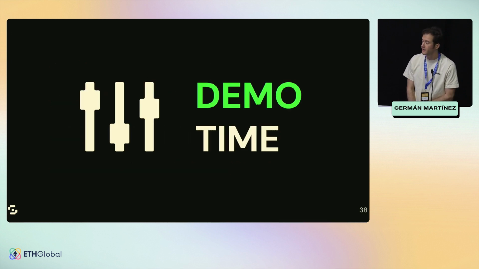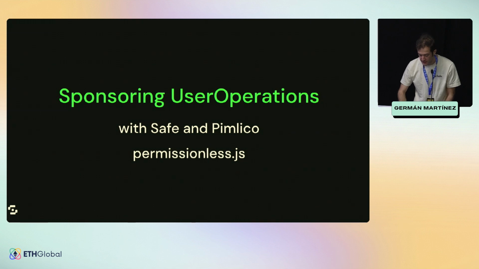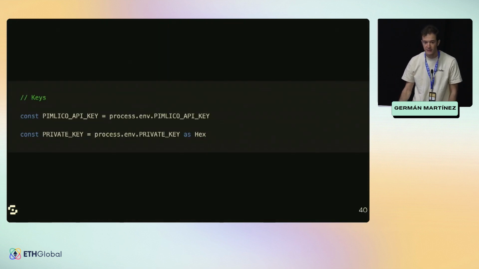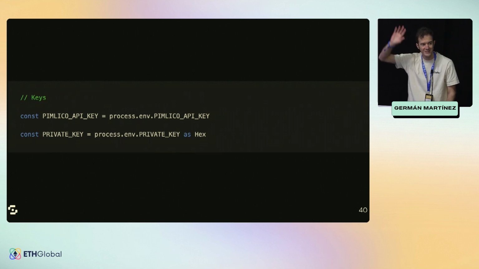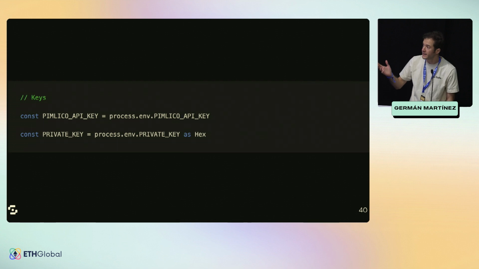So now let's do a quick demo sponsoring a user operation with Safe and Pimlico using the permissionless JS library. So there are some steps we need to do. If you are familiar with Pimlico, can you raise your hand? Okay, cool. First of all, we need an API key that will allow us to interact with Pimlico API, to interact with the different actors of the ERC 4337, like the paymasters, the bundlers, etc. And we need a private key because we need a signer to deploy a smart account, a Safe in this case.